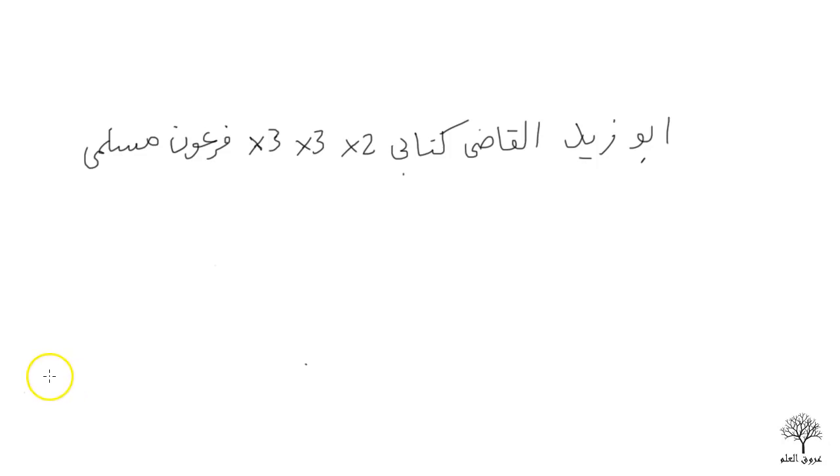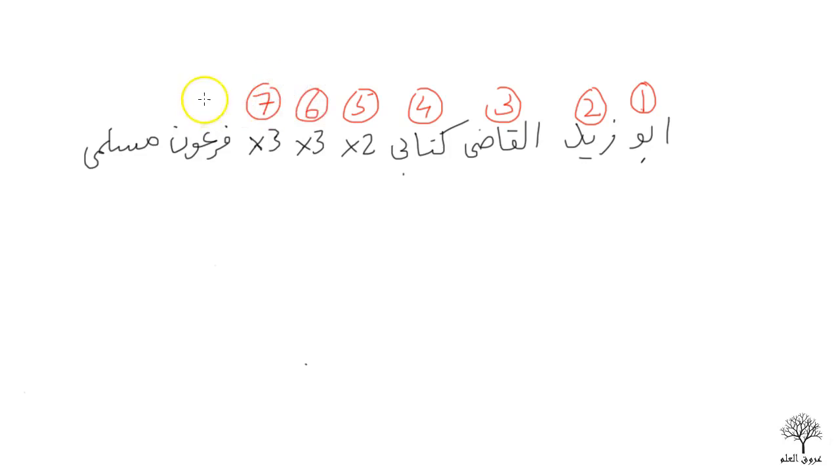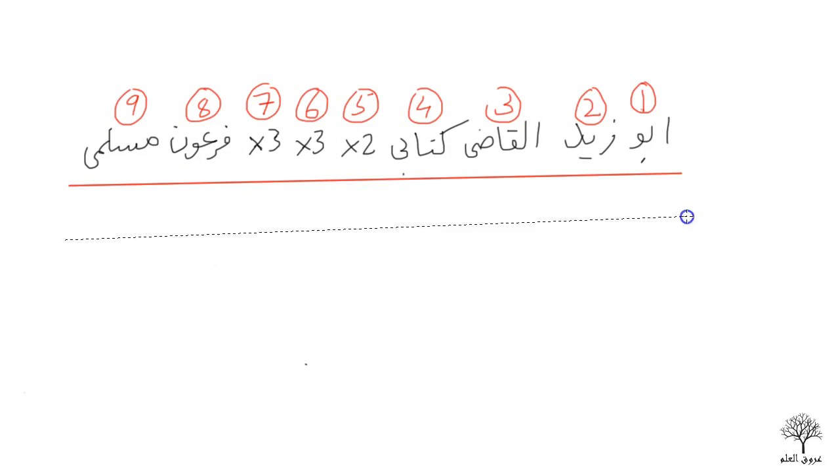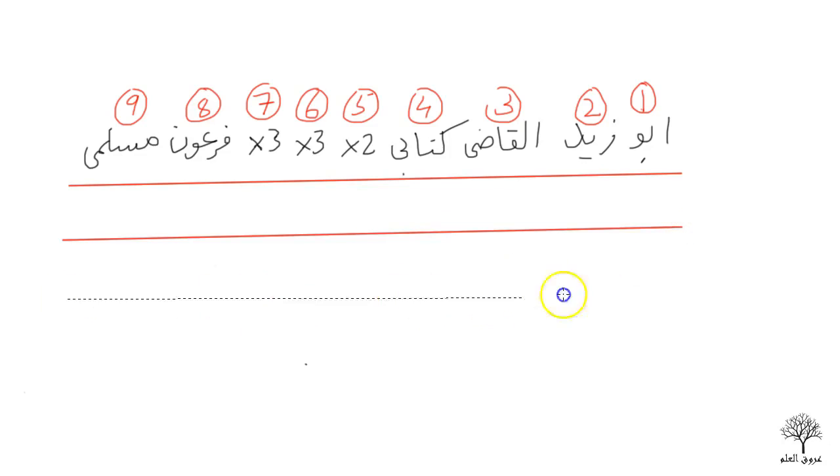These 9 words that I've mentioned sum up the different words that you need to remember, or what we call the mu'rab words. So you've got Abu, Zaid, Qadi, number 4 Kitabi, number 5 is 2, number 6 is 3, number 7 is 3, number 8 Fir'aun, Muslimi is number 9. So these are 9 types of words that you need to remember. These words can be put into 3 states: the nasab state, the rafa state, and the khafad or jar state.